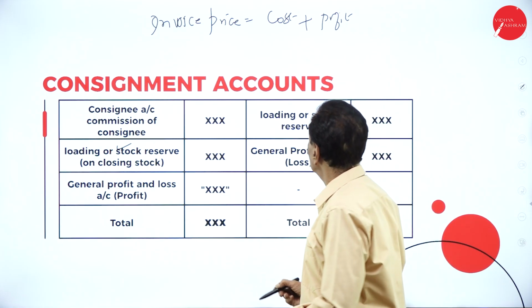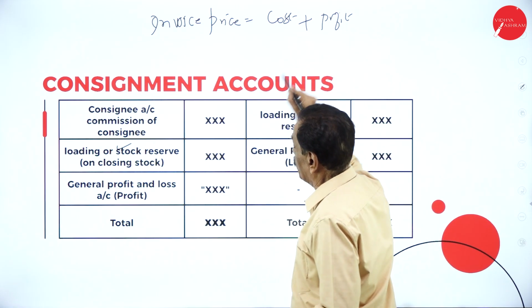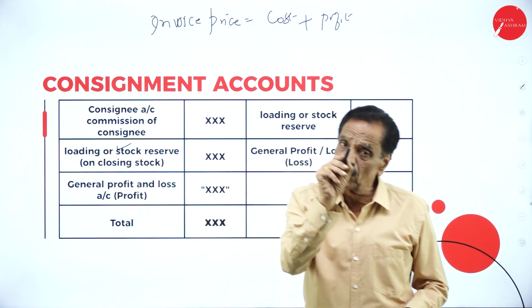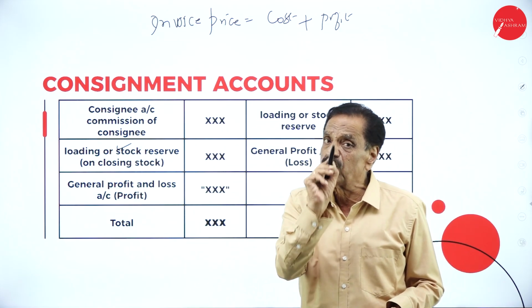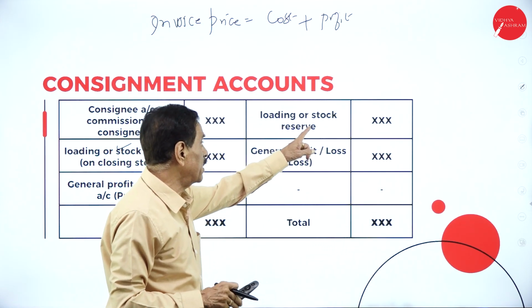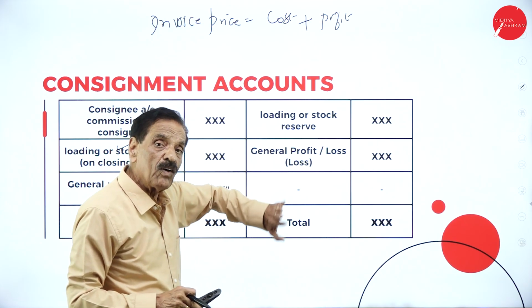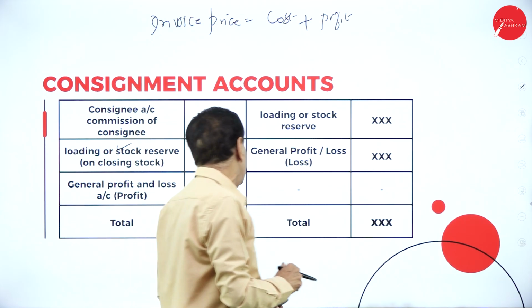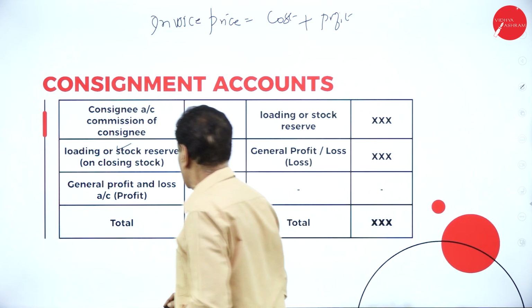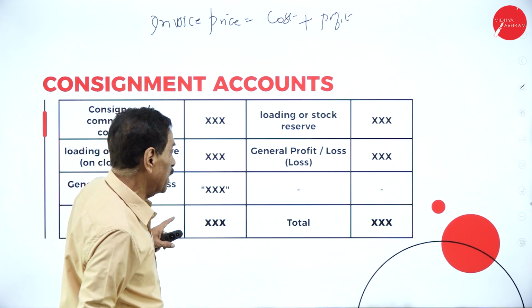So I told you, here invoice is cost plus profit. If the cost is about 200 and the invoice price is 240, how much extra? The 40 rupees. That 40 rupees here is the goods sent on consignment stock reserve, loading or stock reserve. 40 in the goods sent on consignment here. Here, 40 rupees on the closing stock. Whatever difference comes, that is the profit, the general profit and loss.